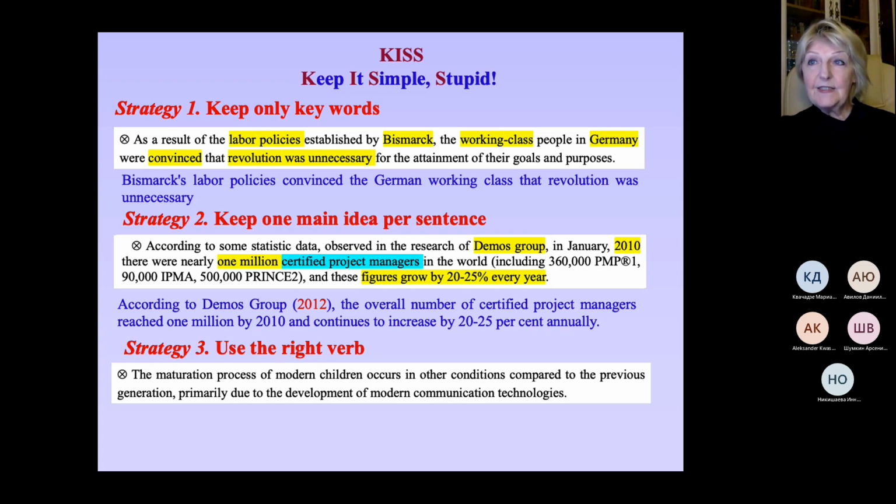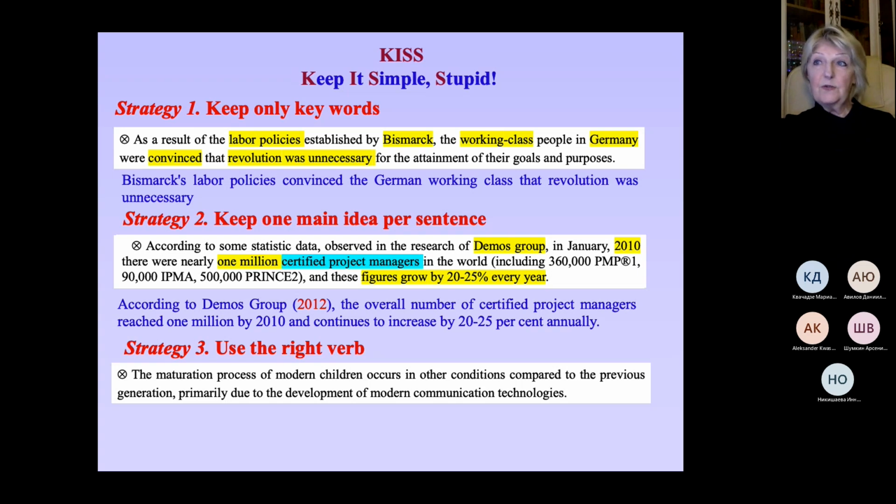In the second sentence, we use "reached 1 million and continues to increase," right? So there are several lexical mistakes in the sentence, because "these figures grow" is wrong. The figures are given in parentheses, and we don't need them in this sentence.